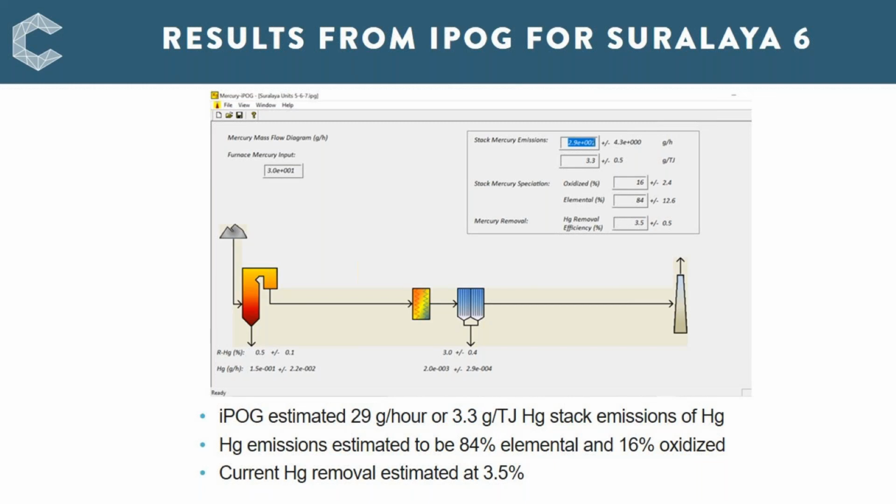ESPs, by the way, can achieve up to about 20-25% maybe of mercury removal. However, this is not to say that this ESP is not working properly. It depends on chemistry. It depends on how much unburned carbon there is, how much oxidized mercury. So this is a snapshot, this is the number that we have, 3.5%. Next, please.